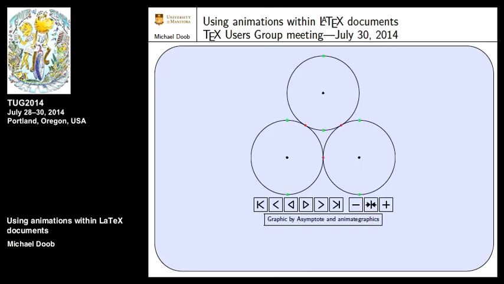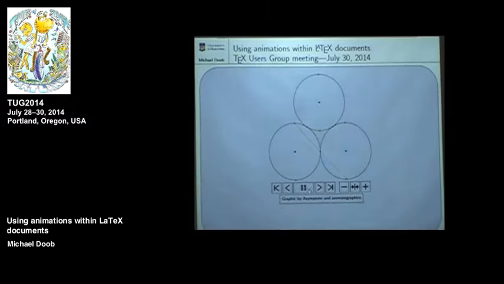Oh, here's another example. So this is a three-circle problem. Let me run this animation here. Can you see that? See that okay? Ooh, that's fun. So what's happening here? I guess I ought to tell you a little bit about what's happening. Let's stop it a second here.